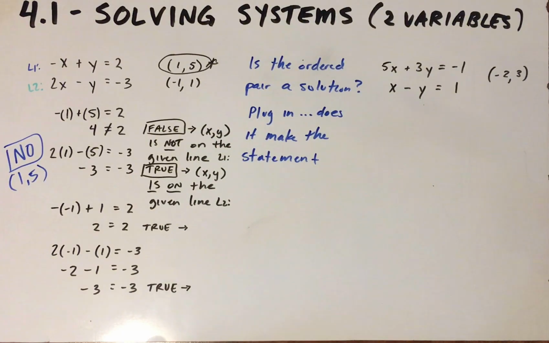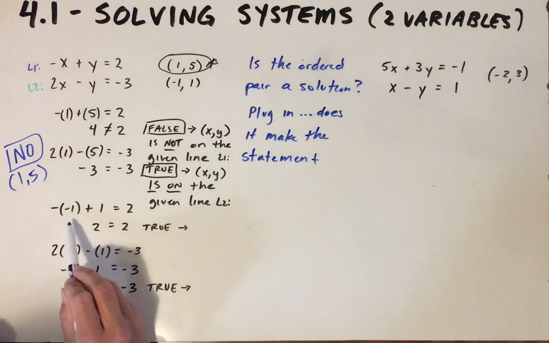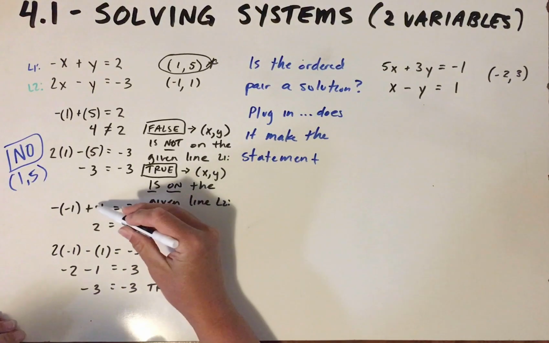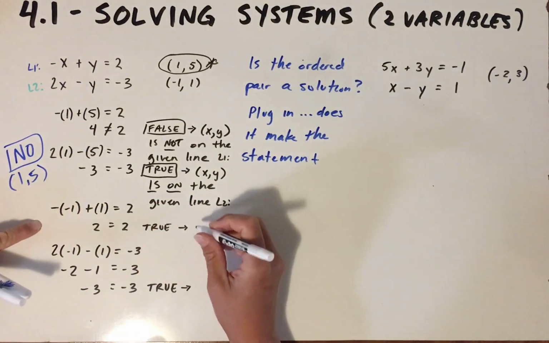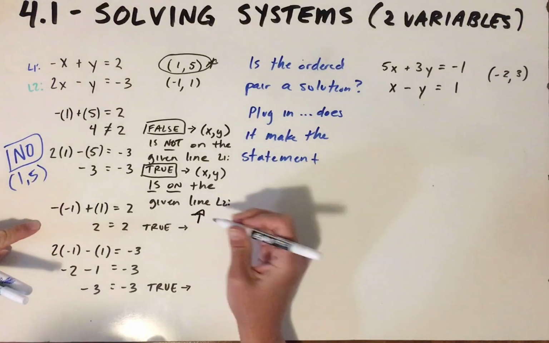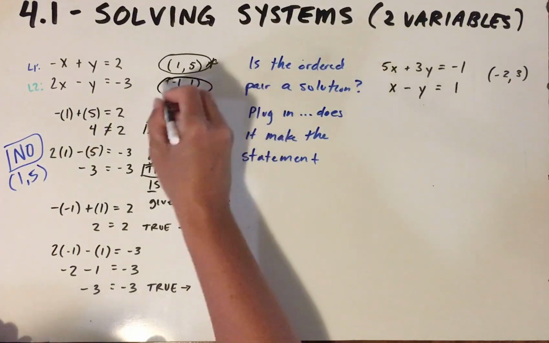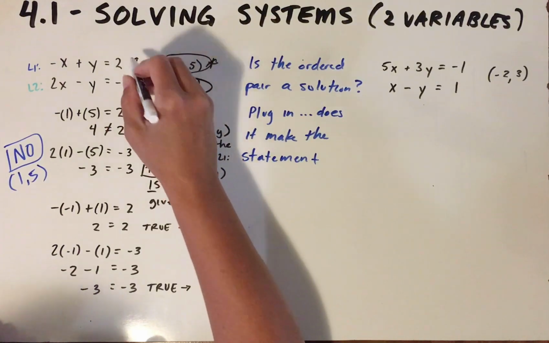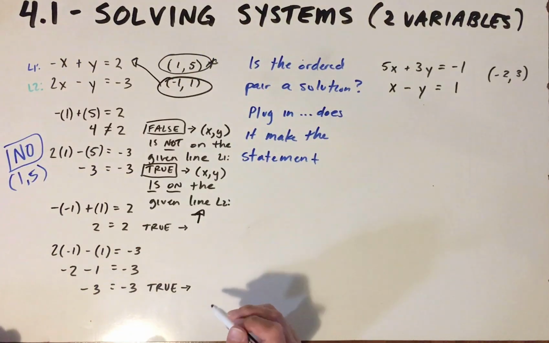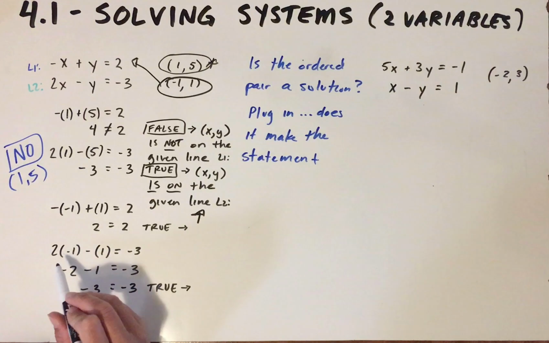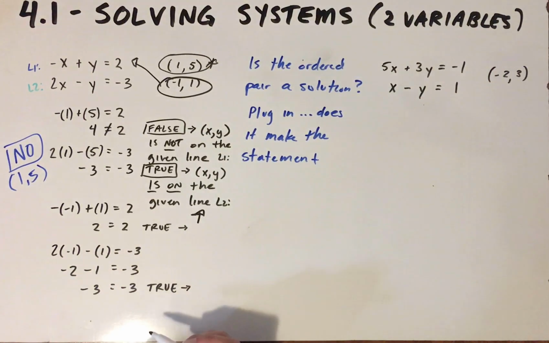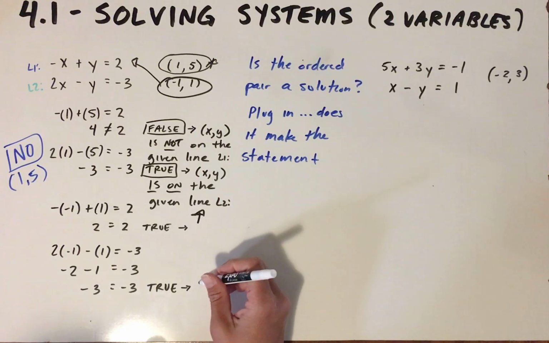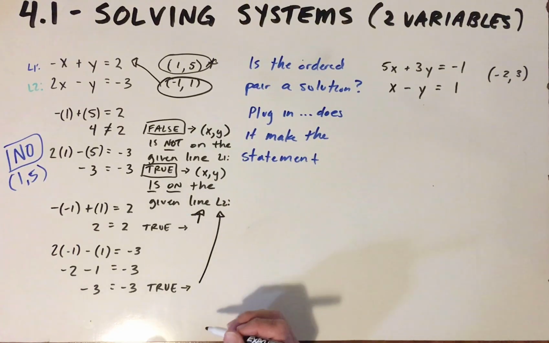Okay, so if we plug in this next ordered pair, negative 1, 1, you can see here if I substitute negative 1 and 1, then I get that 2 is 2, and that's a true statement. So again, what does that mean? Well, a true statement means that this point lies on this line. Great, so we know that that point's on this line. Well, if I plug negative 1 and 1 into the second equation, then I get that negative 3 equals negative 3, which is also a true statement. Remember, that means that that point lies on this line as well.